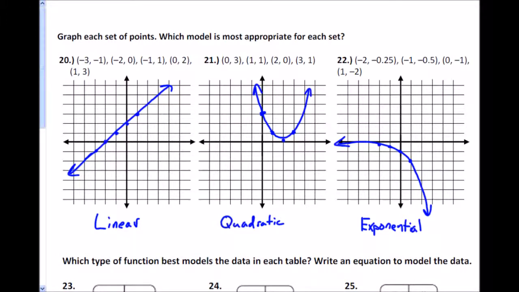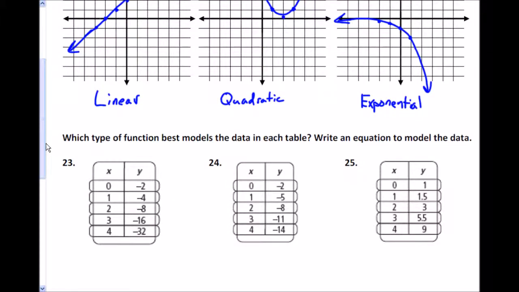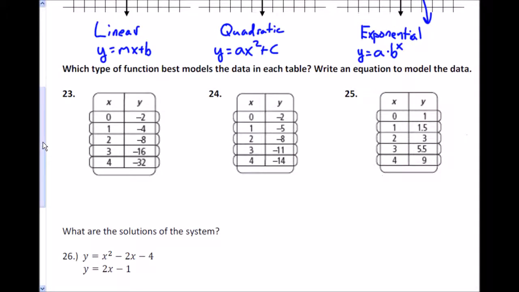Okay? And just a reminder before we move on to the next section, because we'll need this, remember linear functions are y equals mx plus b. Your quadratic functions are y equals ax squared plus bx plus c, but we're only dealing with ones that have a b value of 0. So we'll just do ax squared plus c. And then exponential equations are y equals a times b to the x. All right, and we're going to use that in these next 3 examples.